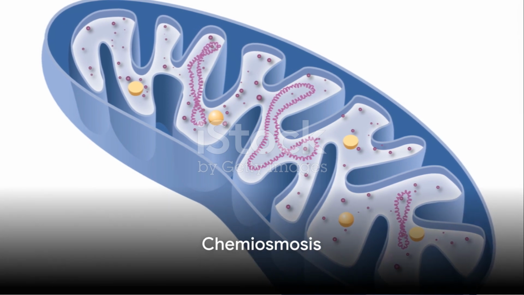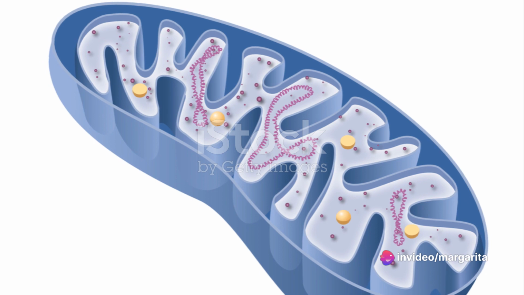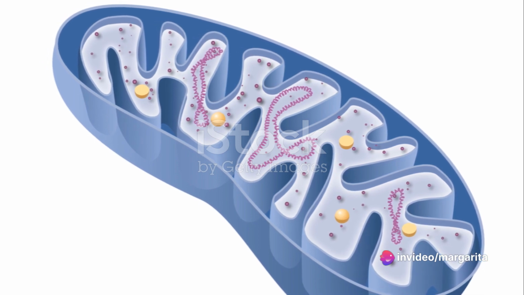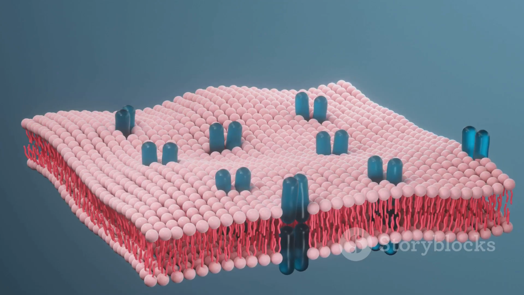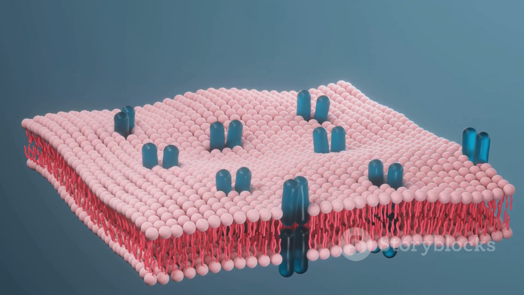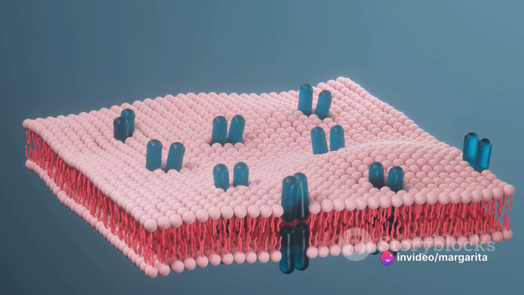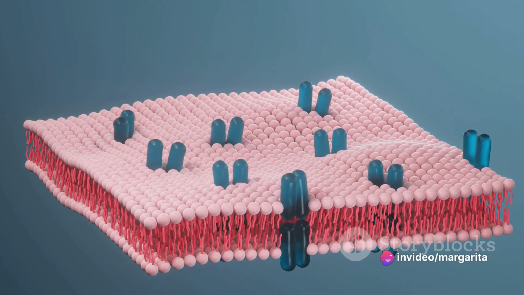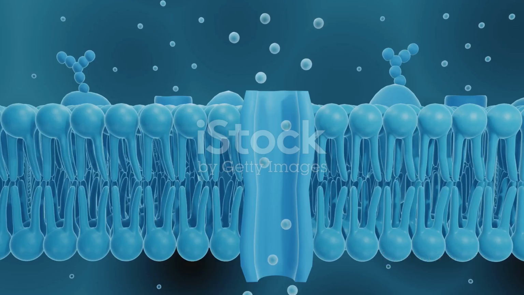Chemiosmosis is the movement of ions across a selectively permeable membrane, down their electrochemical gradient. More specifically, it relates to the generation of adenosine triphosphate, or ATP, which is what fuels our cells and, by extension, us. This happens in the mitochondria, the powerhouse of the cell, where a proton gradient is created by the electron transport chain. Picture this.